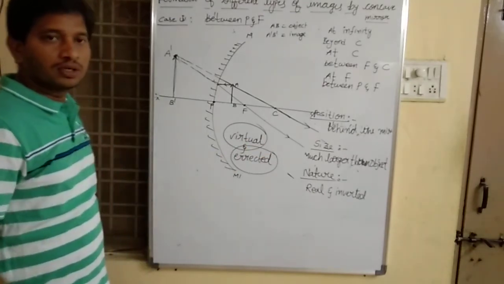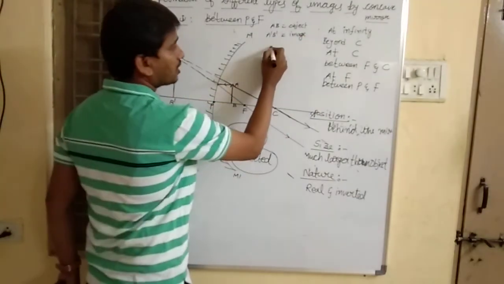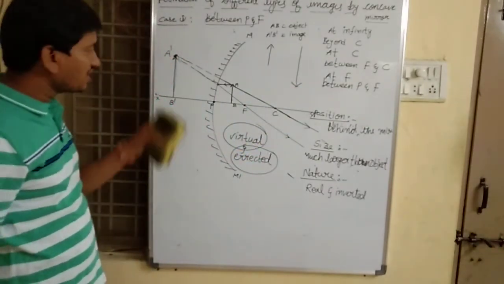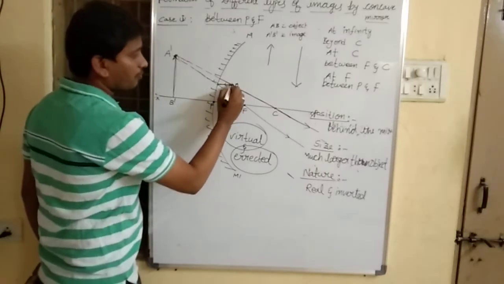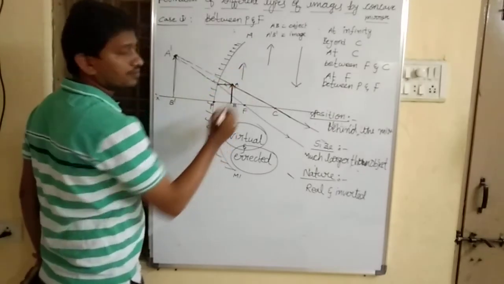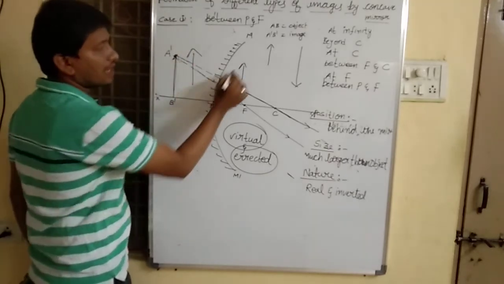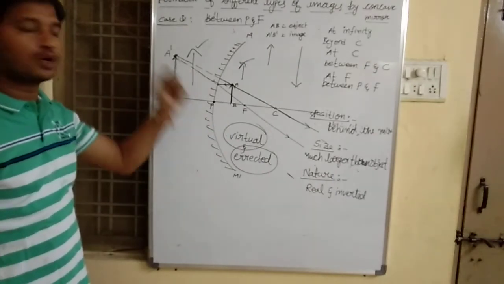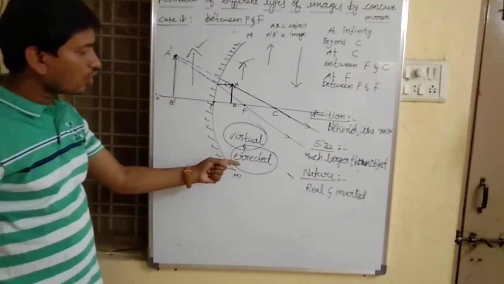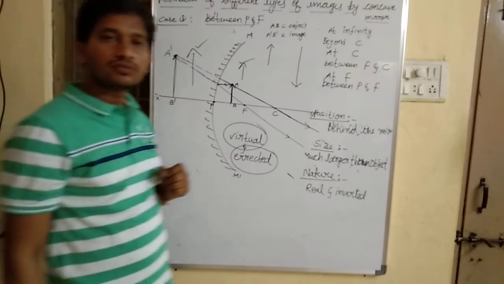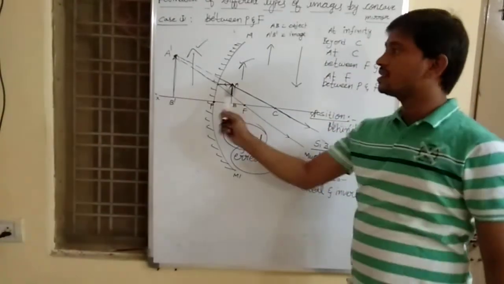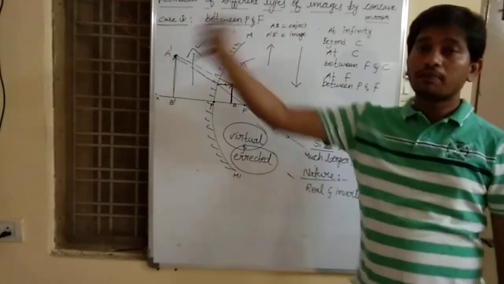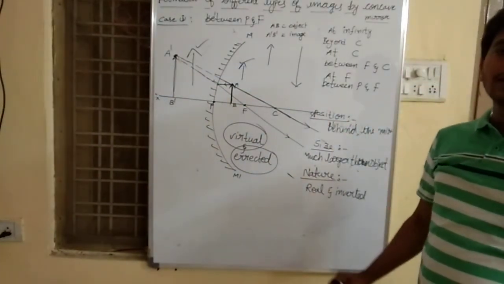Coming to erect, in all the remaining 5 cases, when we place an object like this, we get the image inverted like this. But in this case, you can observe the direction of both. The object is in this direction, and the image also is in the same direction. Both image and object are in the same direction, hence we call it an erect image, which is a special case. What is the special case? If we place an object between pole and focus, we get the image on the back side of the mirror.